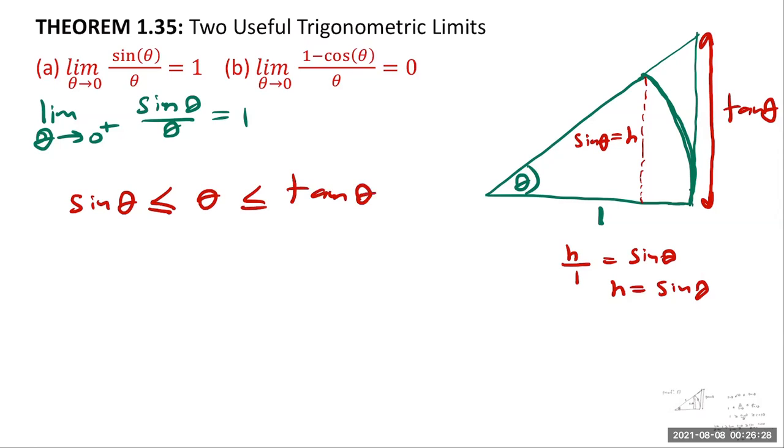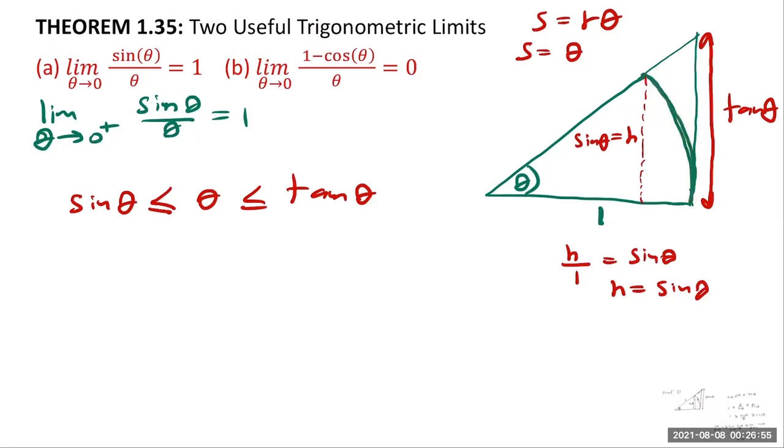Notice that if the radius is 1, what is this arc length? Remember, the arc length formula is s = r theta, right? The radius times the central angle. But in this case, my radius is 1. So my s is just theta, right? Because the radius is 1, this length is just theta.